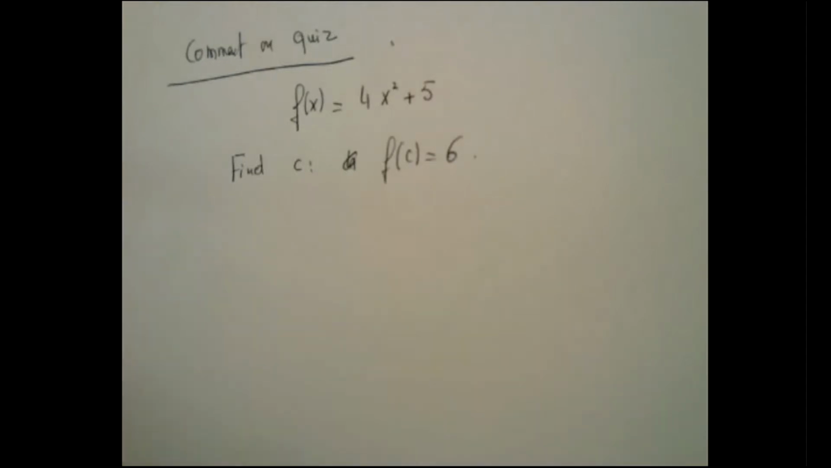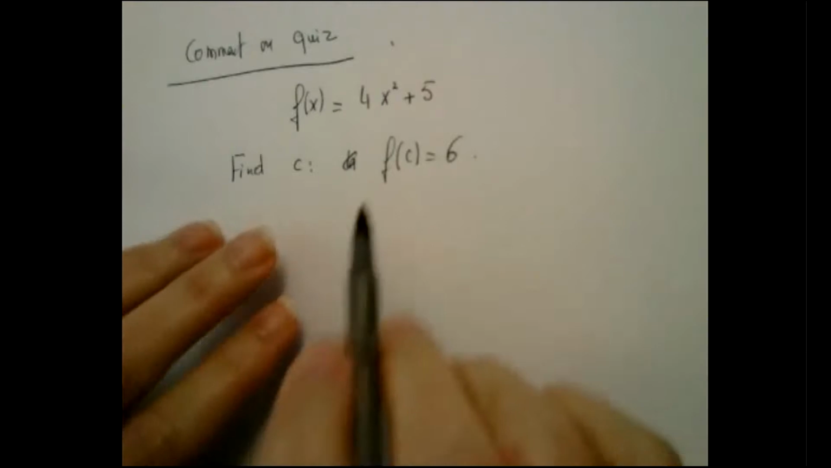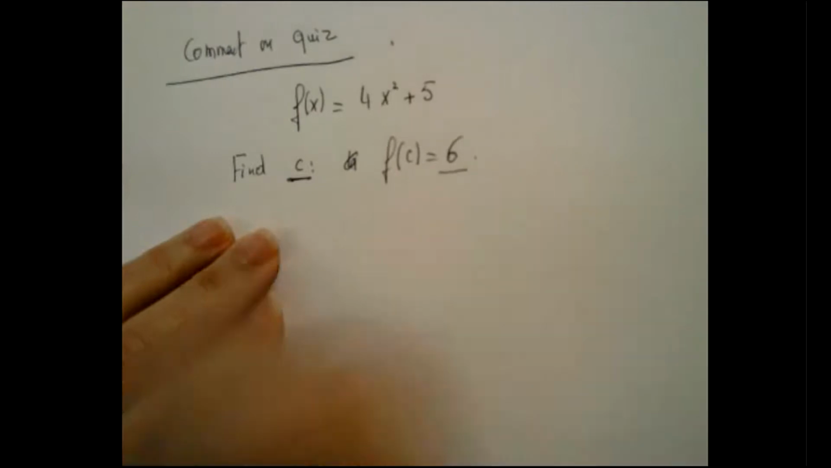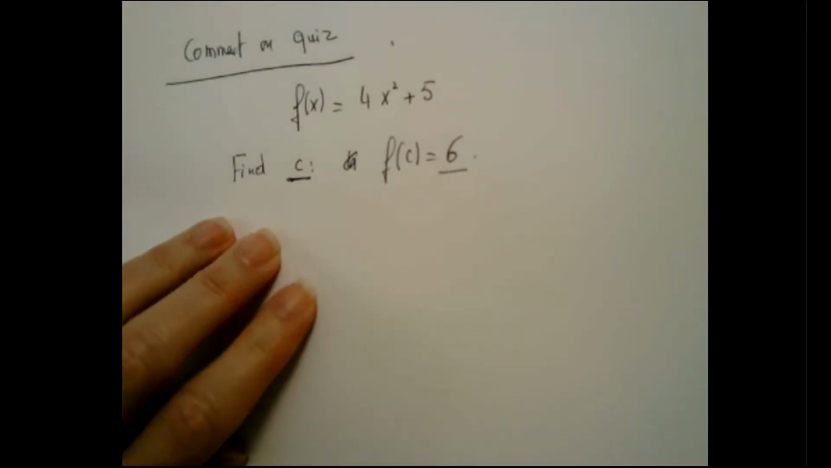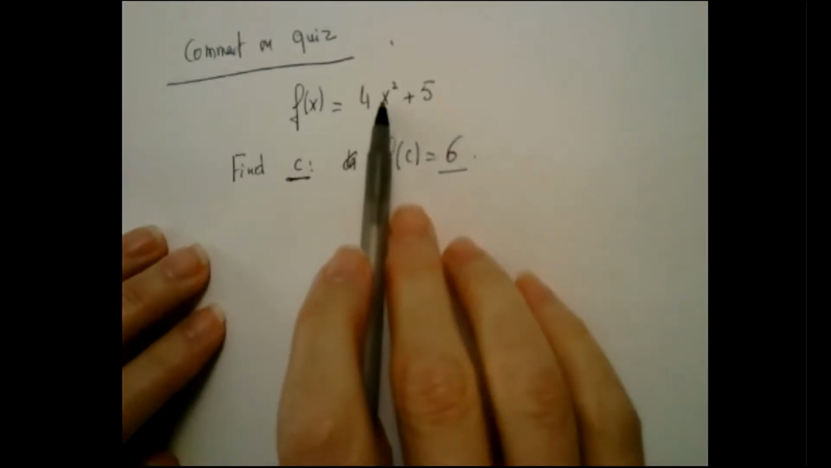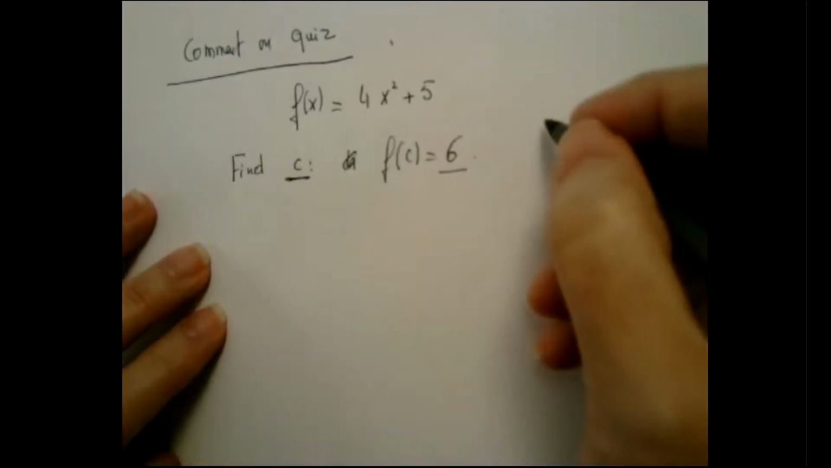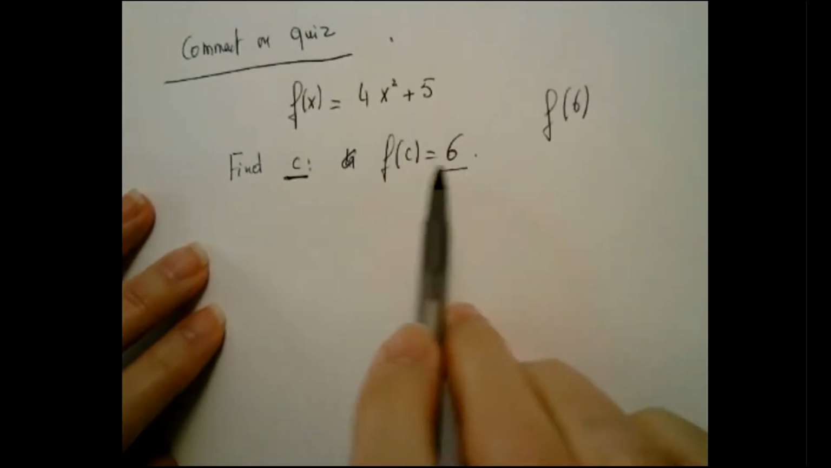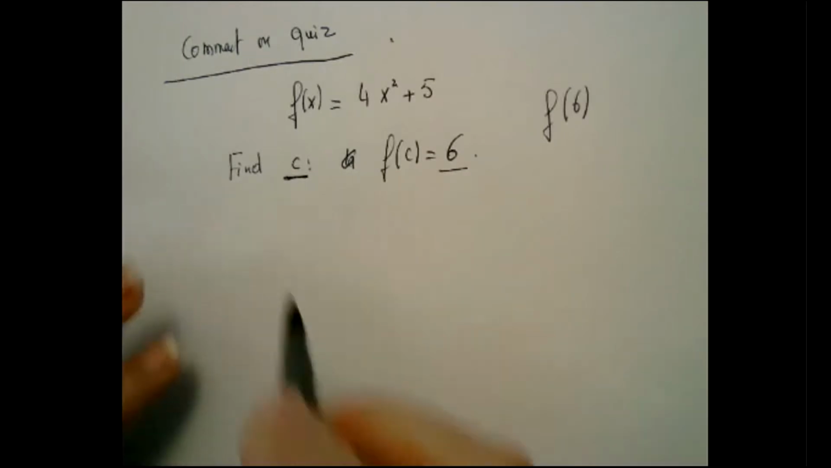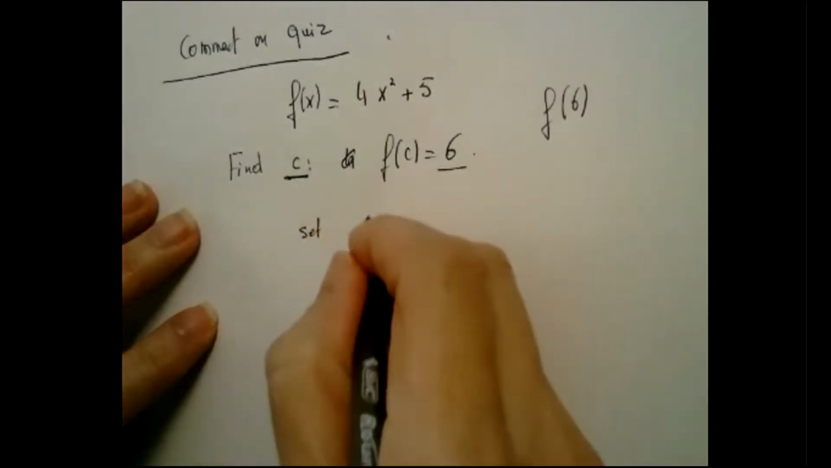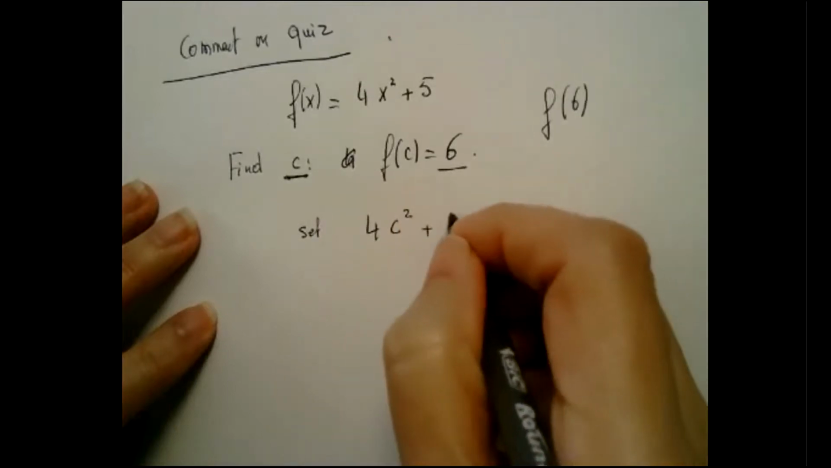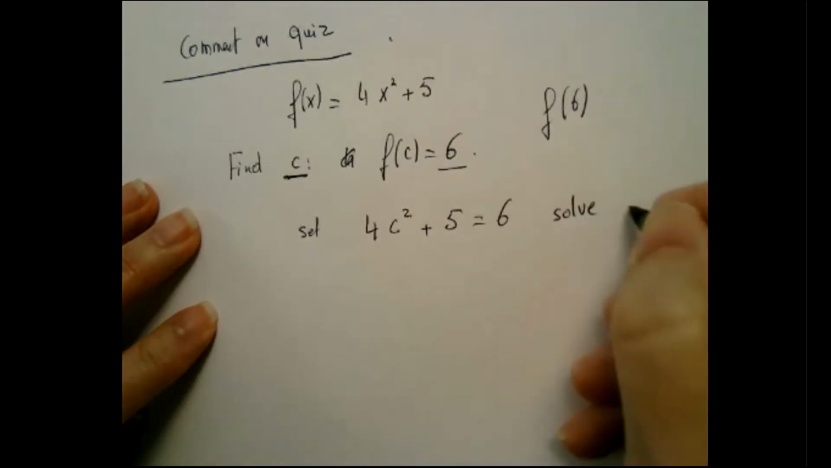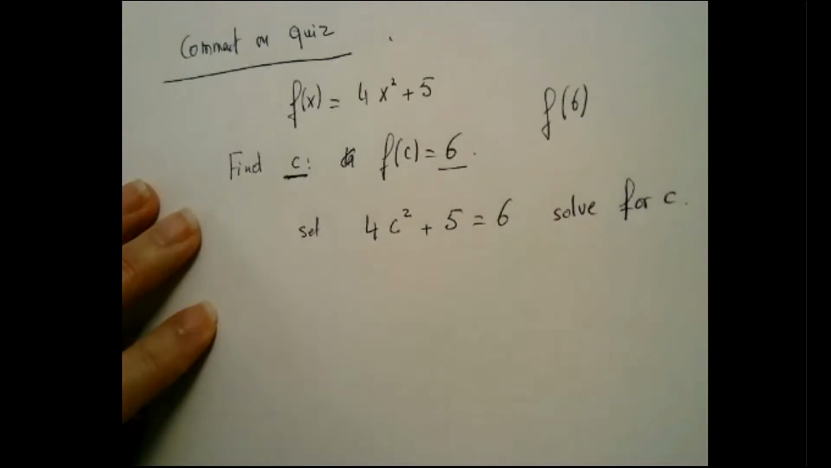And the issue that we have is that what I'm asking you in this problem is to find the input where the output is 6. Right, so that's really what the question is. So a lot of students plugged in 6 in here. That's not correct because I'm not asking for f of 6. What I'm asking for is the input that gives me an output of 6. So the only way to do this problem is you're going to set 4c squared plus 5 equal to 6 and solve for c. That's the way it goes.